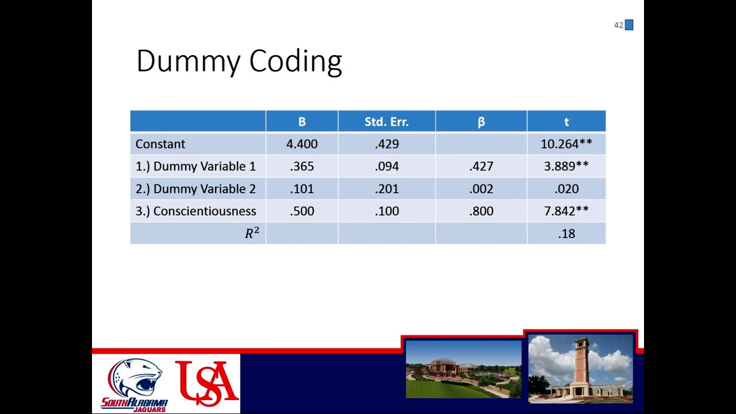So together we would say once again, based on these results, there's a significant difference between Dr. Howard and Dr. Smith in this data set. There is not a significant difference between Dr. Howard and Dr. Chow in this data set, and there is a significant relationship between conscientiousness and our outcome in this data set.